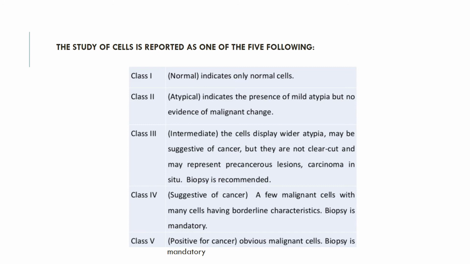Class 3 is a precancerous lesion or carcinoma in situ. Then class 4 is suggestive of cancer. A few malignant cells with many cells having borderline characteristics are seen in class 4. In this, biopsy is mandatory. Then class 5 is when the patient is positive for cancer. There are obvious malignant cells, so in that case also biopsy is mandatory. So these are the various classes that you see after doing exfoliative cytology.